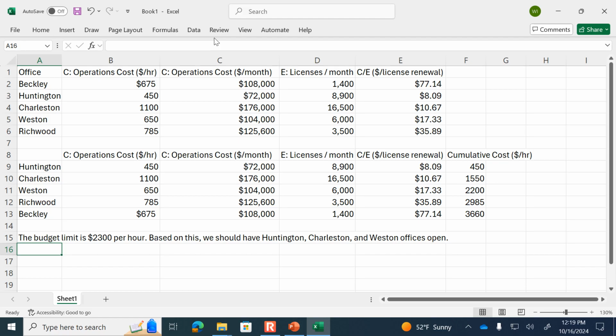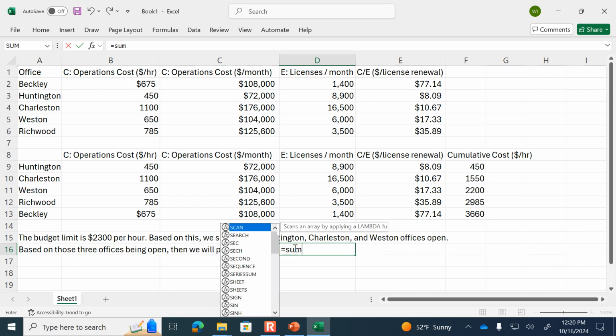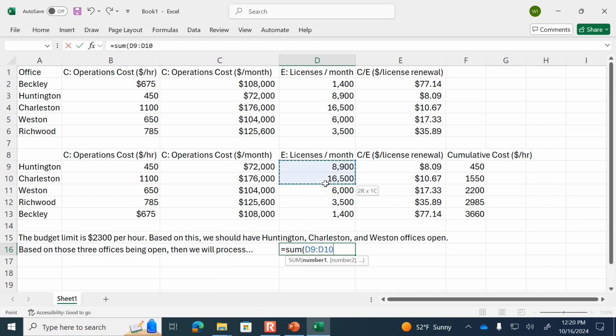Now, with that, how many licenses per month are we going to be processing? Based on those 3 offices being open, then we will process those 3, so 31,400 licenses per month.